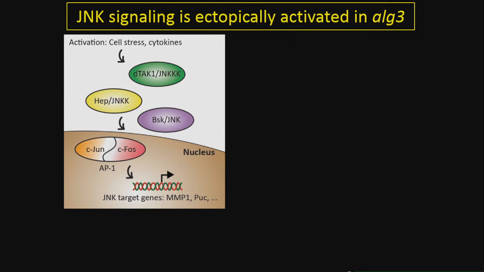So one of the pathways we looked at was the JNK signaling pathway. JNK can be activated by different upstream inputs like cell stress or different cytokines and in different developmental contexts. And it activates this MAP kinase cascade that eventually leads to the formation of the AP1 complex that transcribes downstream JNK target genes like MMP and Puckered.